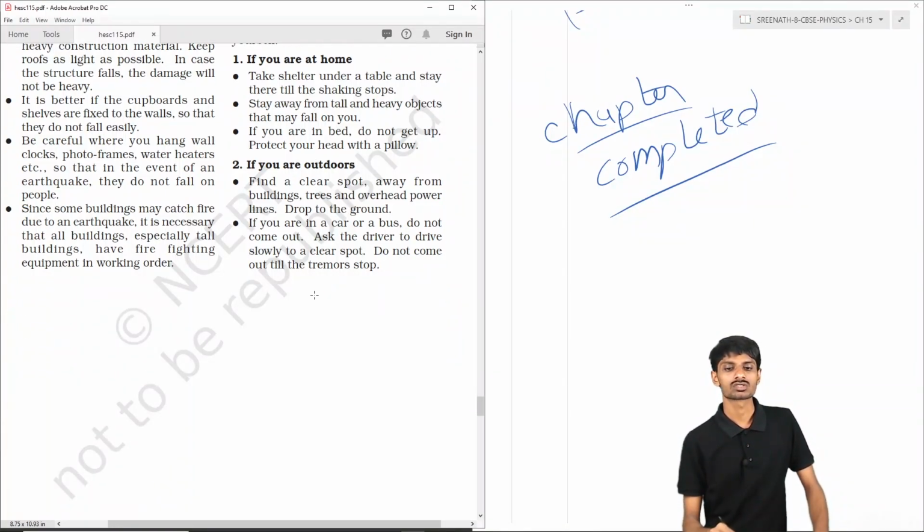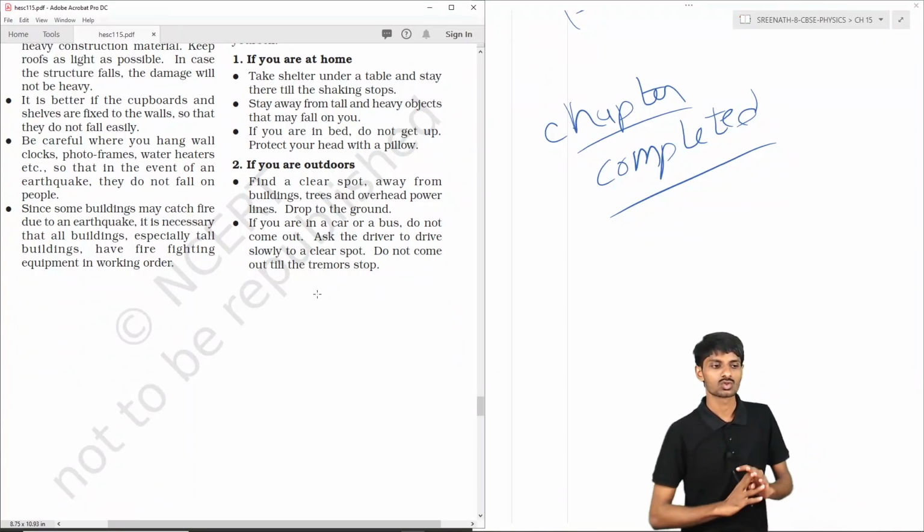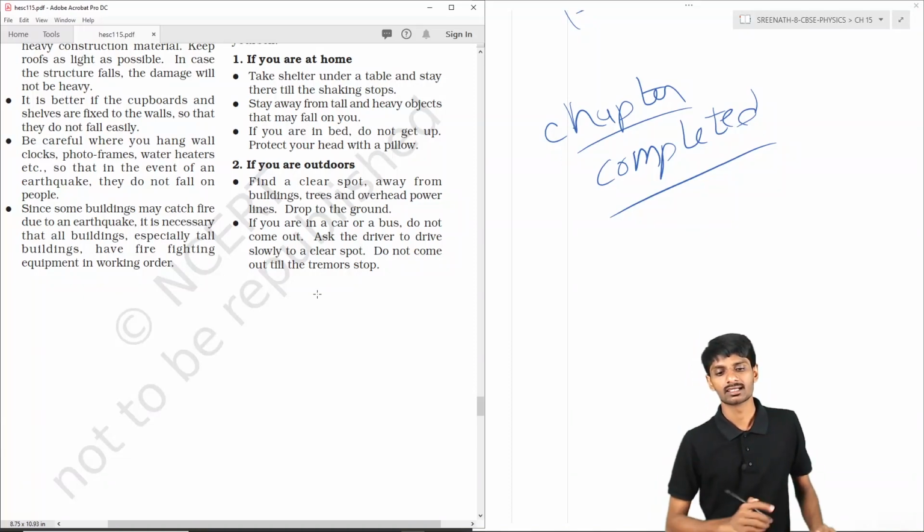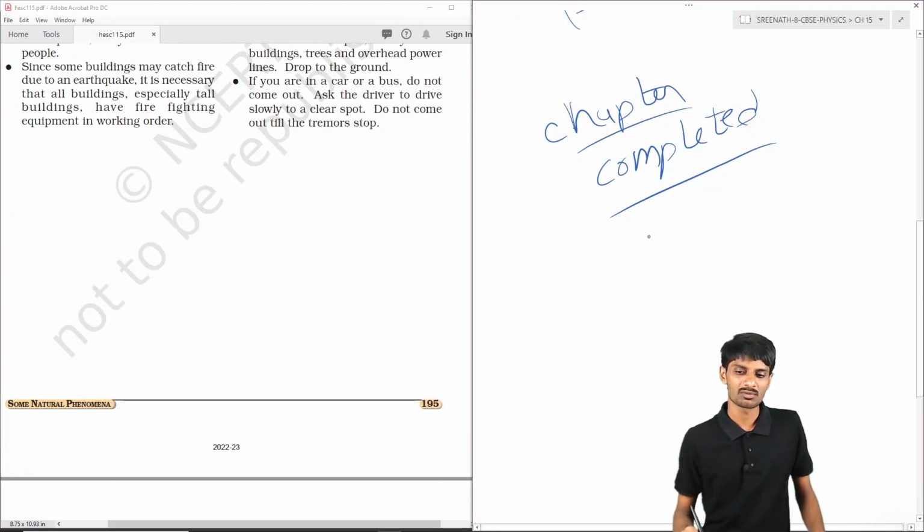If you are outdoors, first find a spot where there are no trees or buildings. That is the thing, students. The chapter is completed, and the summary is also completed.